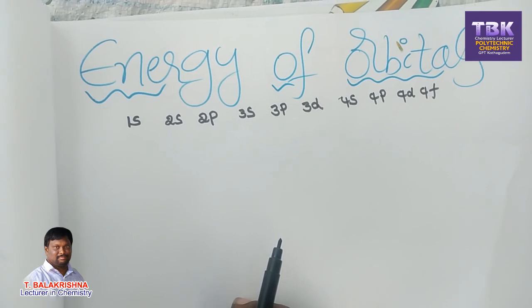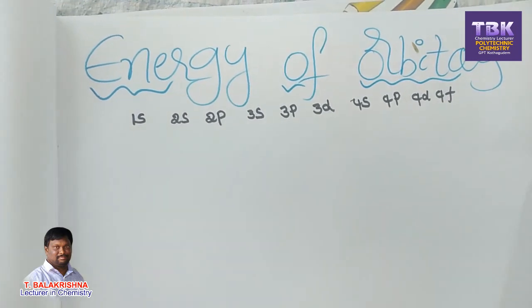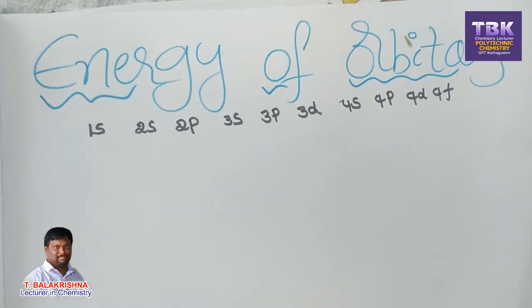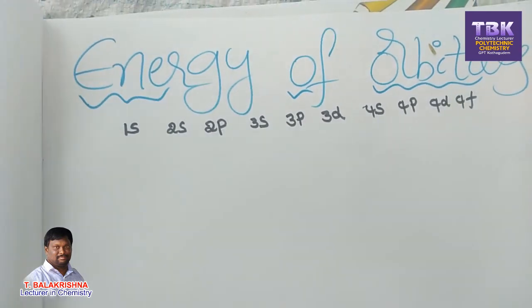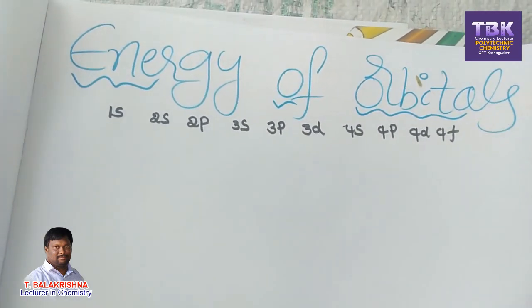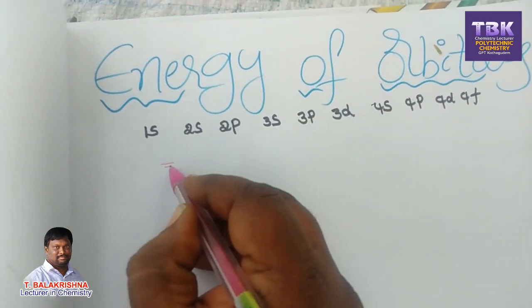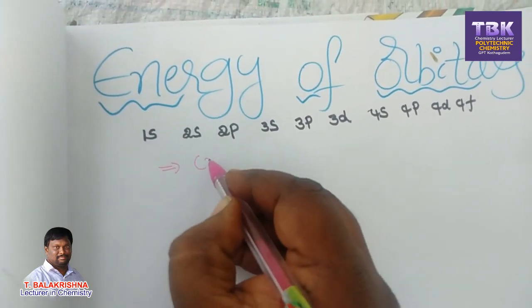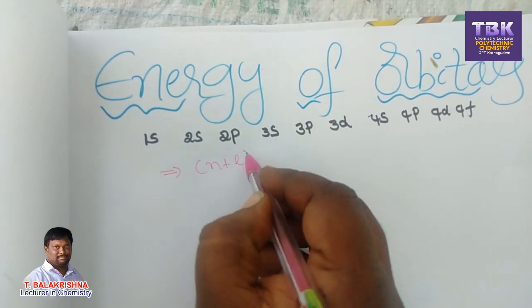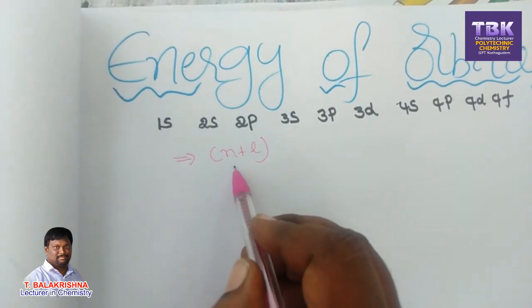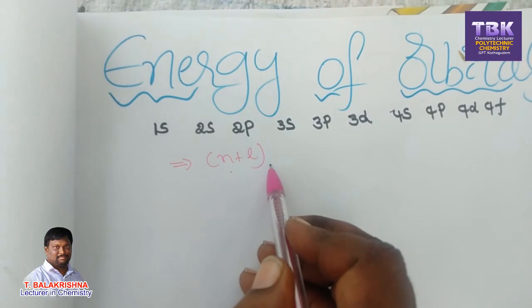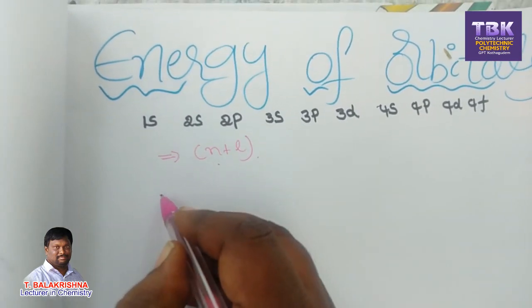Here we are trying to find which orbital is higher energy and which is lower energy by using a formula. That formula is n plus L. We calculate the energy of an orbital by using the n plus L value. You know n is the principal quantum number, and L is the azimuthal quantum number. How to identify this n and L value?